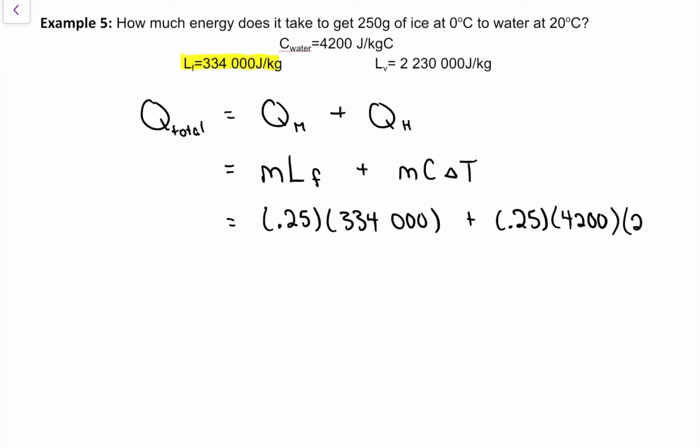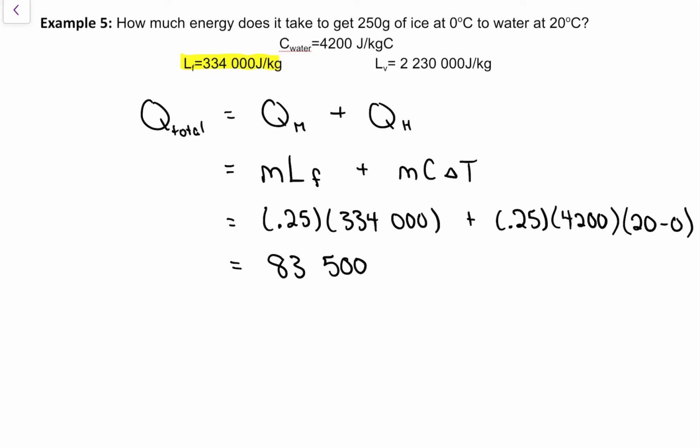Change in temperature is always second minus first. In this case, the second temperature is 20, the first temperature was 0. Grabbing a calculator and cranking that out. This first part, basically a quarter of the 3 million number, ends up being 83,500.